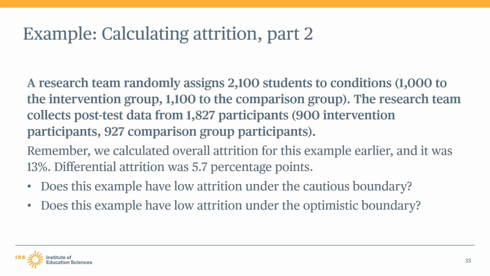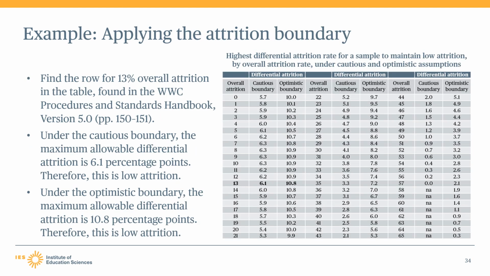Circling back to the example we discussed earlier, remember that we calculated overall attrition in this example at 13% and differential attrition at 5.7 percentage points. So how would we determine whether this is considered low attrition under the cautious boundary? And how would we determine whether this is low attrition under the optimistic boundary? Let's consult the handbook to find out. The table shown here is an excerpt from a table in the handbook, which lists the highest differential attrition rate for a sample to maintain low attrition by overall attrition rate under the cautious and optimistic boundary assumptions.